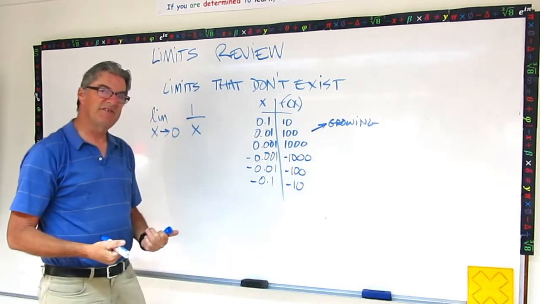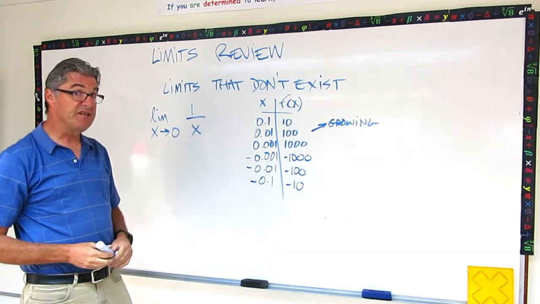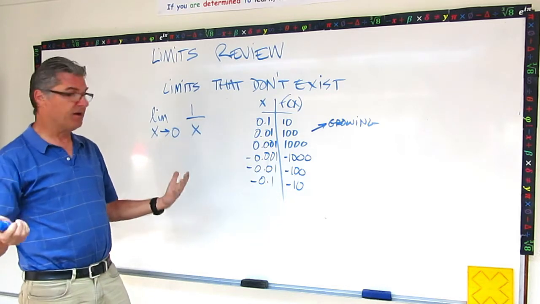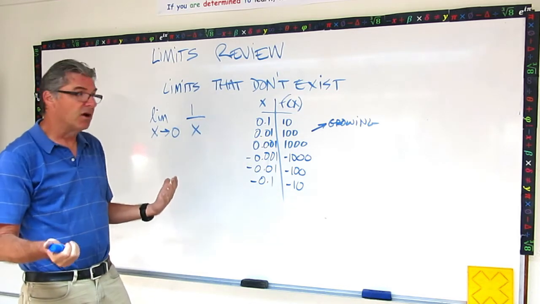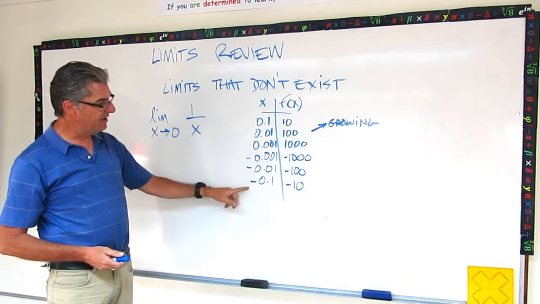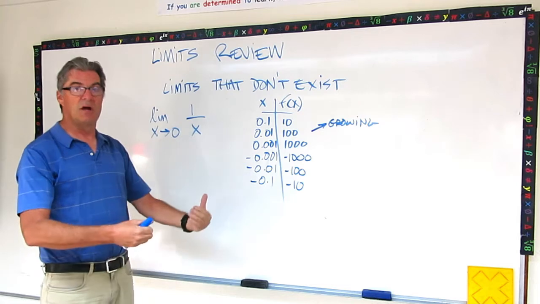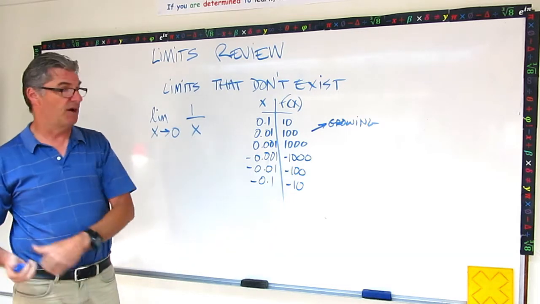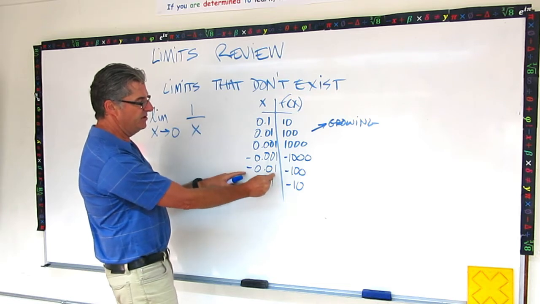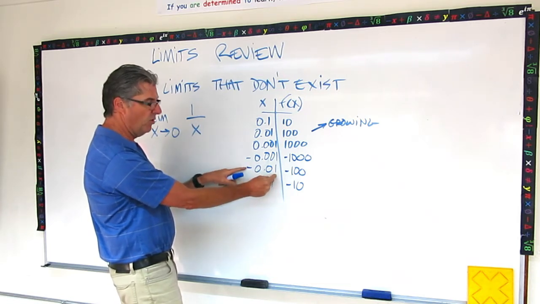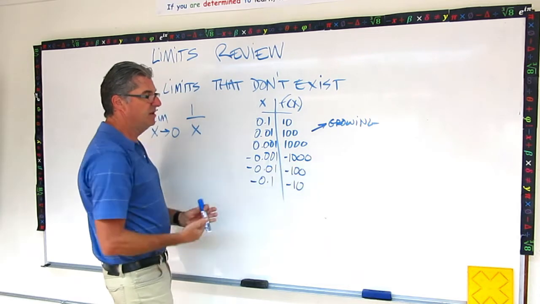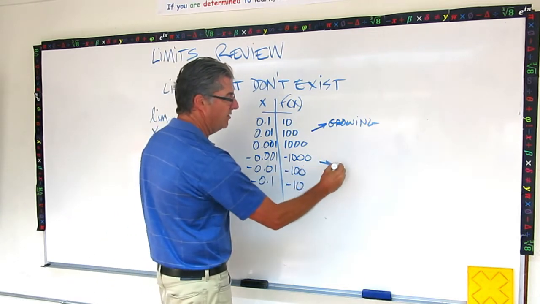Another way we say this is f of x is increasing without bound. It's just getting bigger and bigger and bigger. So we're not approaching a number as we approach 0 from the positive side. Let's take a look at from the negative side. Same problem. We're just approaching a more and more negative number, a smaller, smaller, smaller number. Because as I approach 0 from 0.1, negative 0.1, negative 0.01, negative 0.001, I'm going negative 10, negative 100, negative 1,000. So I'm decreasing without bound.